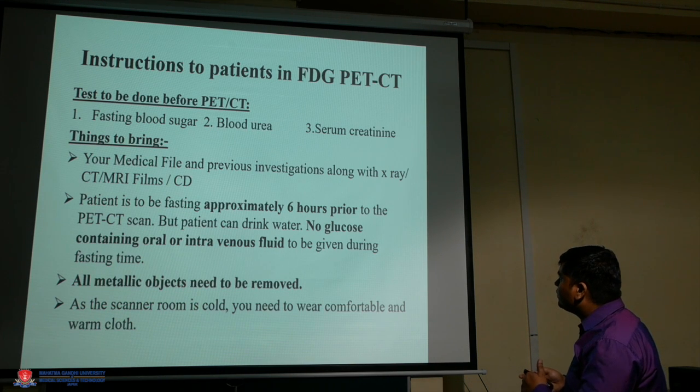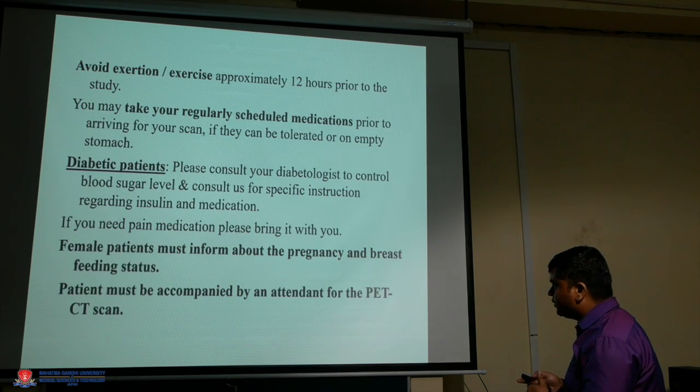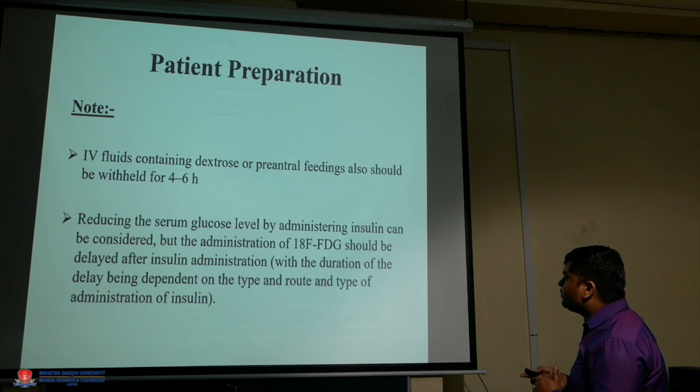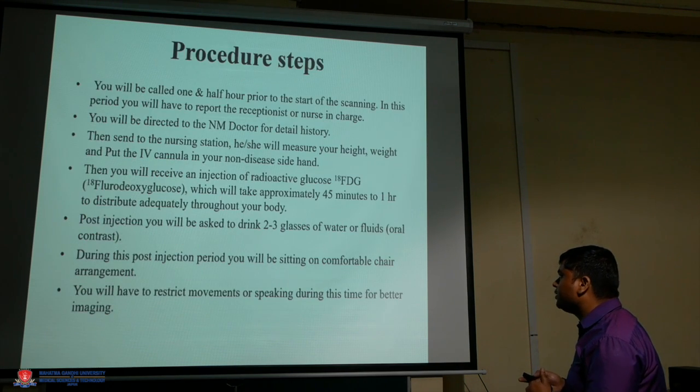What are the instructions for the FDG PET-CT? We require fasting blood sugar, blood urea and creatinine, and we require 6-hour fasting before the PET-CT. For the diabetic patient, we give some special instructions, and for female patients, pregnancy should be excluded. For patient preparation, we exclude dextrose infusion 4 to 6 hours prior to the FDG PET-CT.